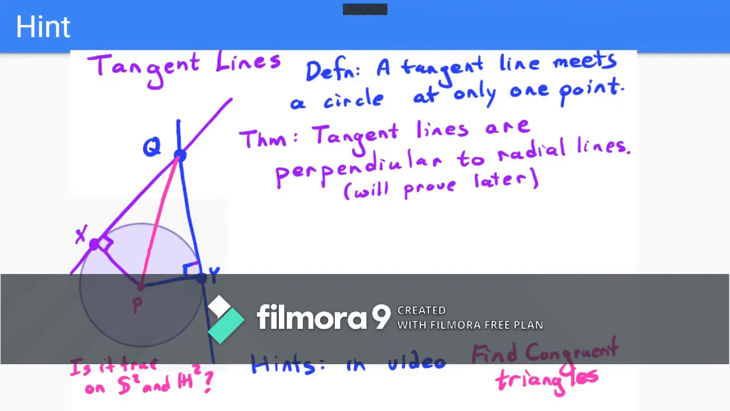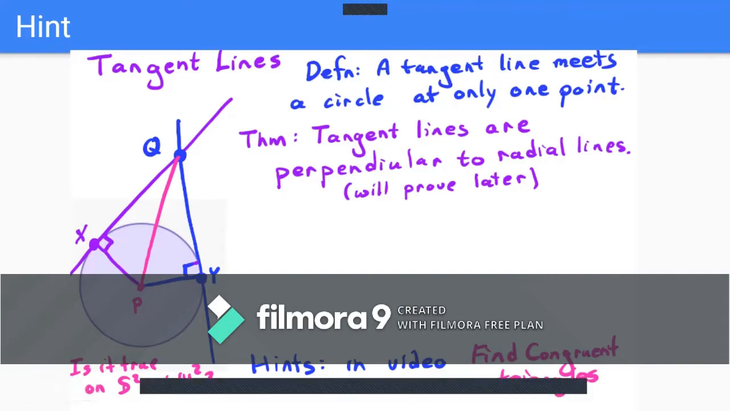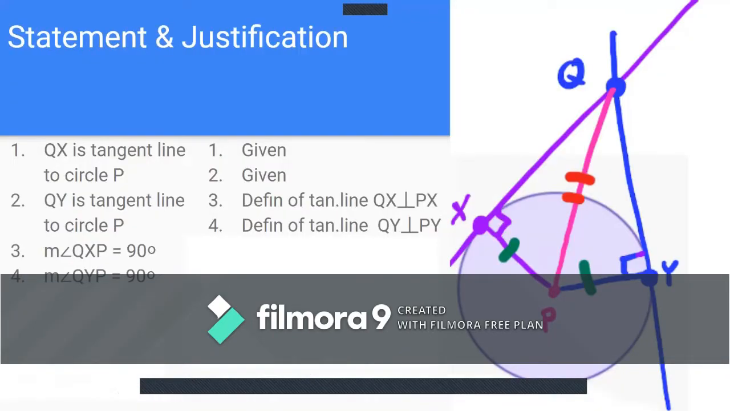So you see here we have two triangles: triangle XQP and triangle YQP. And then we have to figure out, well, are these two sides, XQ and YQ, equal to each other? All right, so let's go to the statements and justifications.